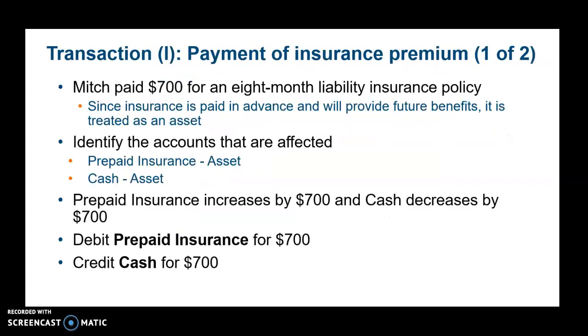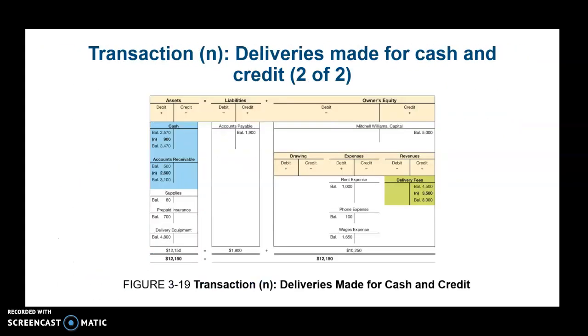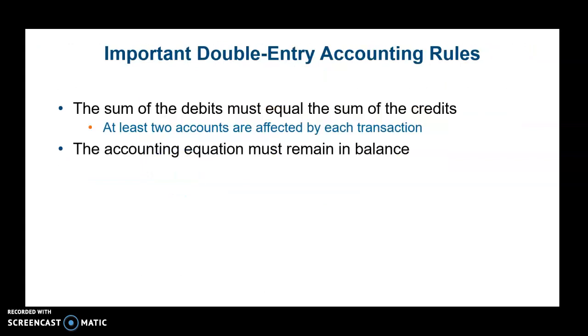The last thing that I want to share with you deals with important double entry rules. There's 2 rules when we talk about double entry accounting. One is the sums of the debits must equal the sums of the credits. You have to have 2 accounts that are affected. And we know that 2 accounts are affected in every single transaction that we have. We just can't have one account. But your debits must always equal your credits in that transaction.